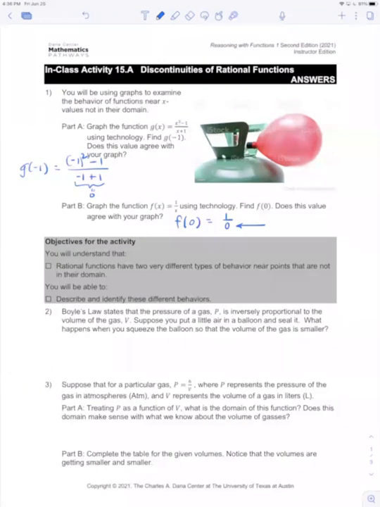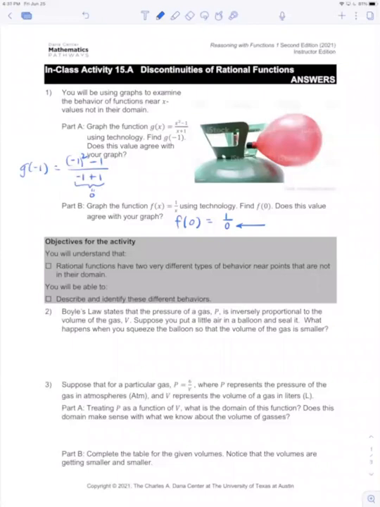Part 3. Suppose that for a particular gas, P is equal to 6 over V, where P represents the pressure of the gas in atmospheres, and V represents the volume of the gas in liters. Part A, treating P as a function of V, what is the domain of the function? Well, does this domain make sense with what we know about the volume of the gases? So the V would have to be non-negative. So we could say the volume of a gas must be positive, and it cannot be equal to 0.